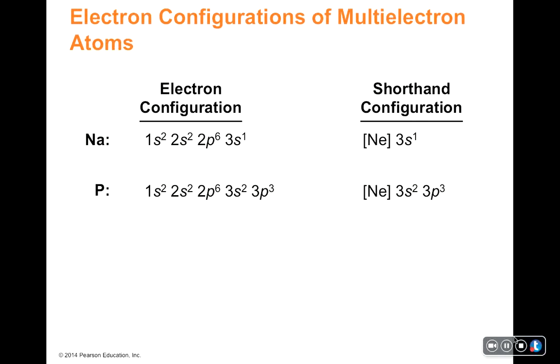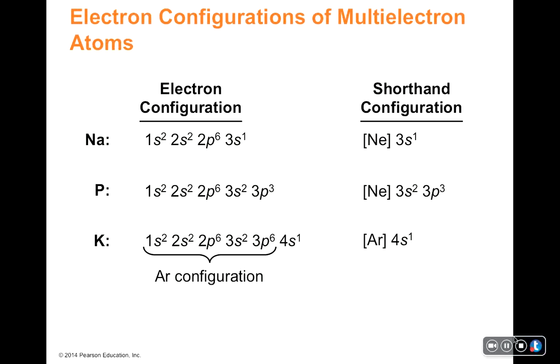Here's one for phosphorus. Again, the neon represents the 1s2, 2s2, 2p6, because that's neon's configuration. This is only used for the noble gases. So you could use helium, neon, argon, krypton, xenon, radon appropriately, and then whatever else that particular element has after that point.